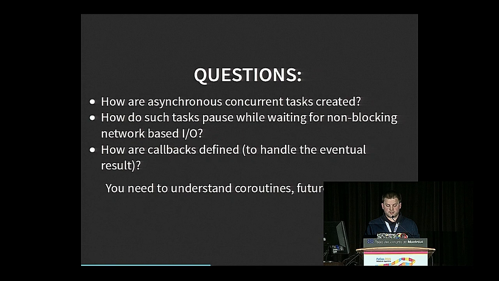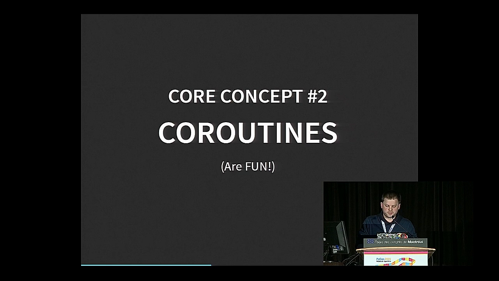So, core concept number two, coroutines. I'm going to try and attempt to explain coroutines in just three slides. Here we go. A coroutine is simply an object representing activity that eventually completes. It's also the name that we give to the function that returns such an object, and those functions are decorated.